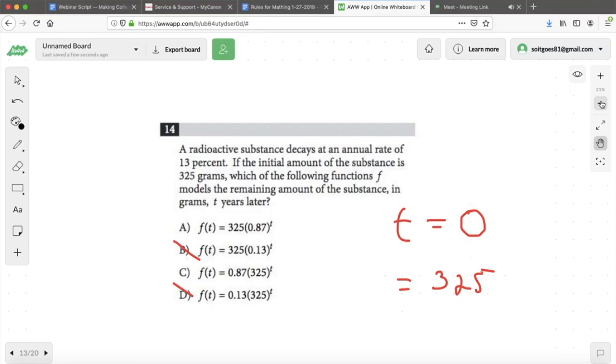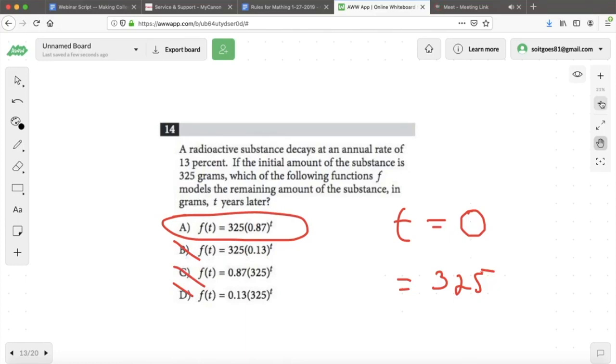0.87, not 325. We can confirm it's answer choice A. Any questions about that? No? Everybody picks B for this one. Almost everybody. It looks so good. You're like, 13% decrease, oh, 0.13. It's 30%. No, a 13% decrease would be multiplied by 0.87 because there's only 87% left after every year.